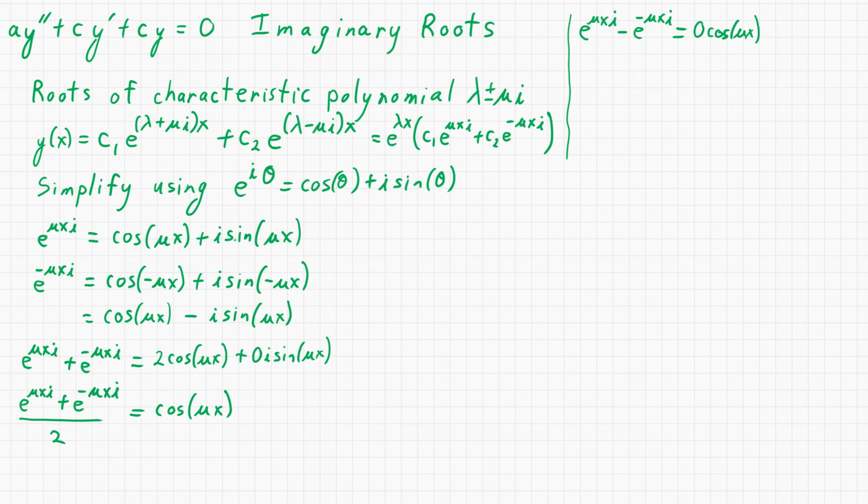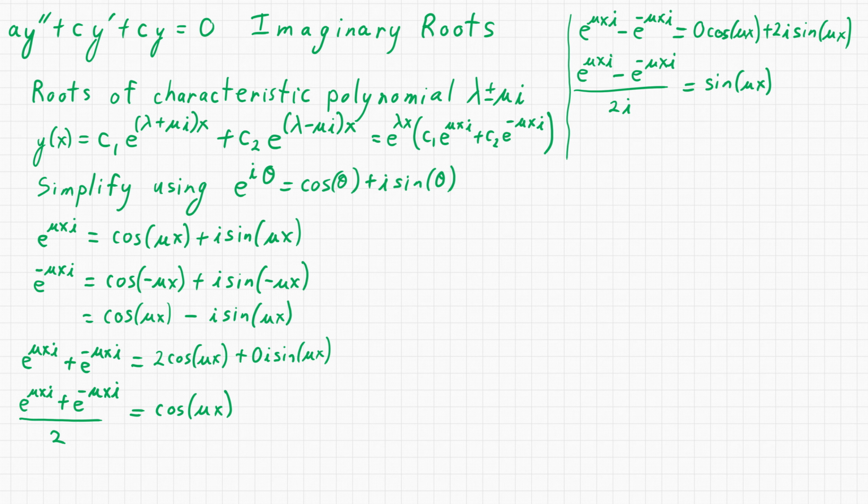But then I have i sine mu x, and I subtract from that negative i sine mu x. So you end up with 2i sine mu x. And then if we divide both sides by 2i, we have e to the mu xi minus e to the negative mu xi over 2i equals sine of mu x.